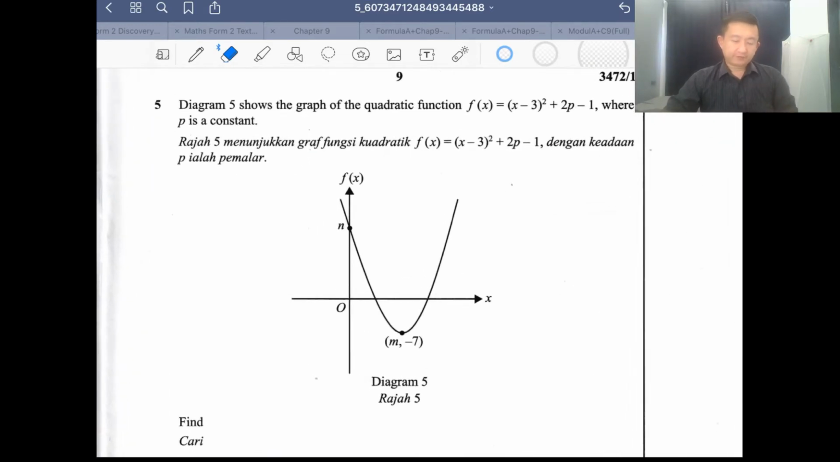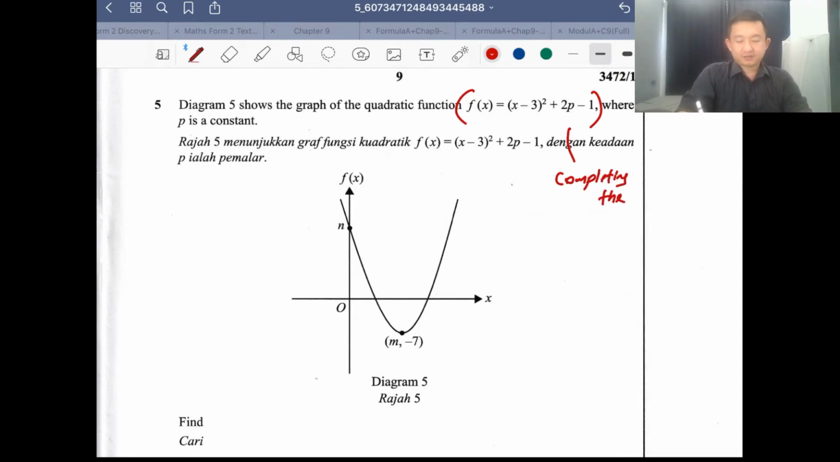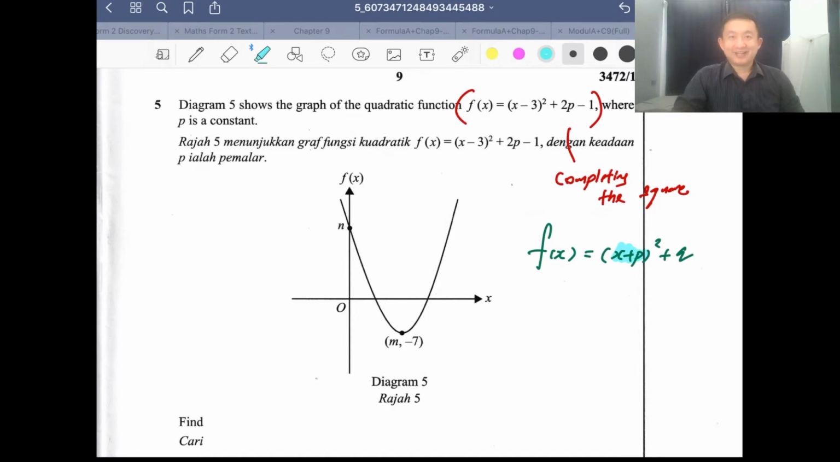Alright. Question 5. Diagram 5 shows the graph of a quadratic function. You have to know this is the completing the square form. This form helps you to identify the coordinates of the turning point, if you still remember the format. To make it 0, the x value to make it 0 is the x value for the turning point, and this is the y value of the turning point. So you can compare and see.